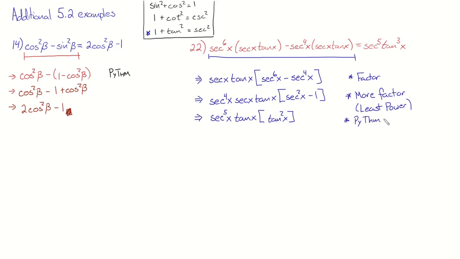And all of a sudden, I have no more factoring to do. These brackets are there to help me keep stuff straight, but they really just indicate that I should multiply stuff. So here we go. I wind up with a secant to the 5th x times tan x times tan squared, which is going to give me a tangent cubed x. And look at that, secant to the 5th tangent cubed, and I forgot an x when I wrote that, my bad. And here it is.